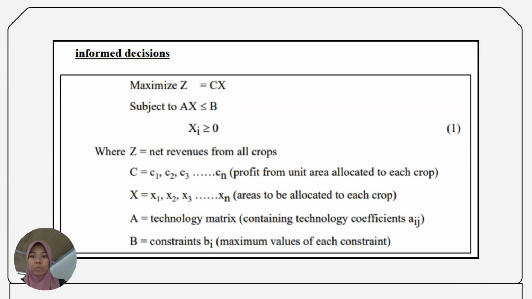Here we have the linear programming model that determines the matrix A, vector B, and vector C values with known dimensions using the simplex algorithm. From here, we can see that Z is the net revenue from all crops, C is the profit from unit area allocated to each crop, the X values are the areas to be allocated to each crop, A is the technological matrix, and B is the constraints.